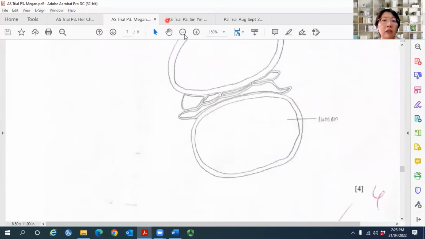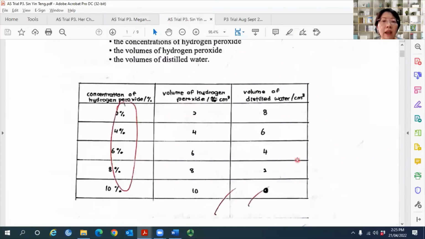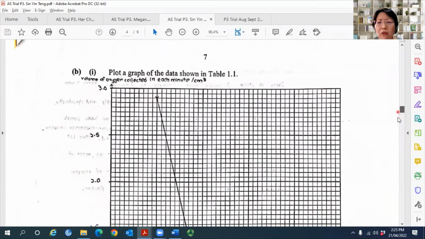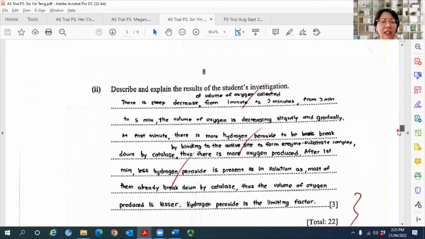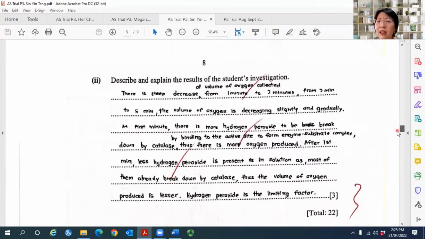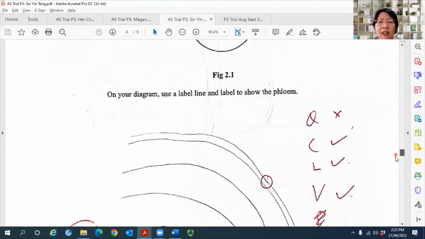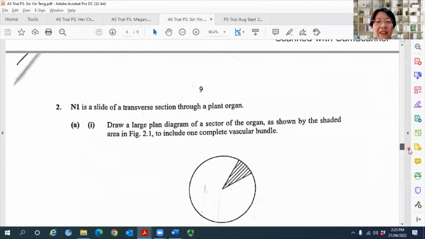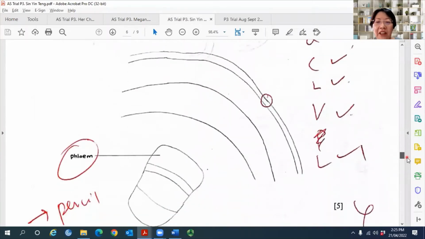Then the third one is Xin Yin Ting. Xin Yin Ting, hang on. Xin Yin Ting is the one that scored, I don't know, forgot how much it did. Xin Yin Ting should be the one that get top 37, I think. Correct or not? I think so. How much you get? I forgot already.